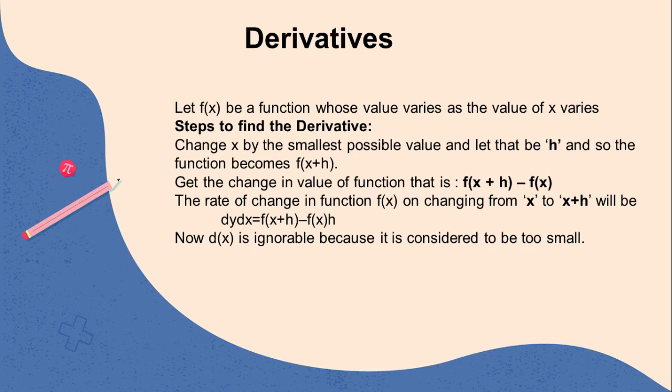Steps to find the derivative. Change x by the smallest possible value and let that be h, and so the function becomes f of x plus h. Get the change in value of function, that is f of x plus h minus f of x. The rate of change in function f of x on changing from x to x plus h will be dy/dx equal to f of x plus h minus f of x, divided by h. Now h is ignorable because it is considered to be too small.